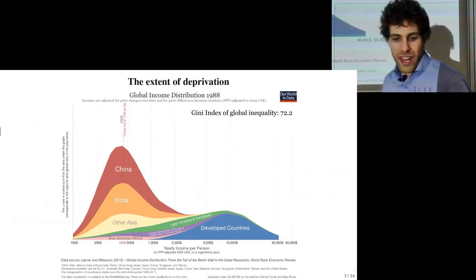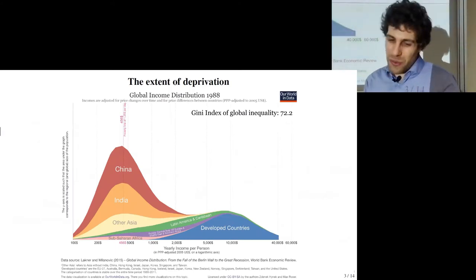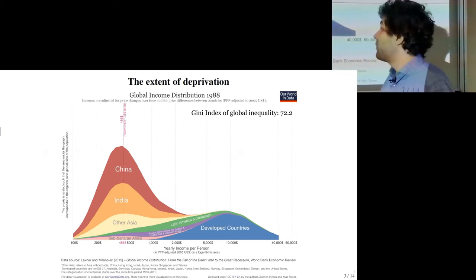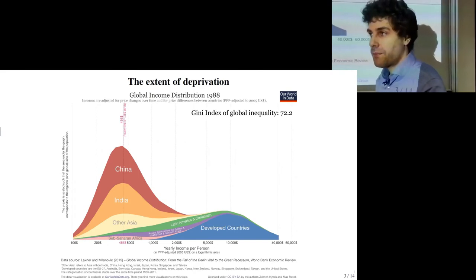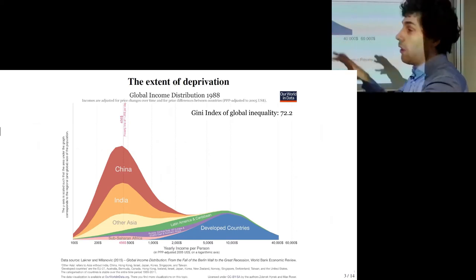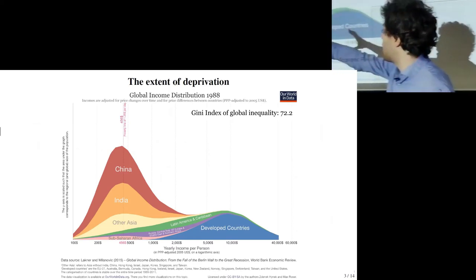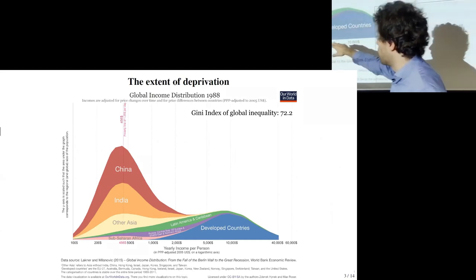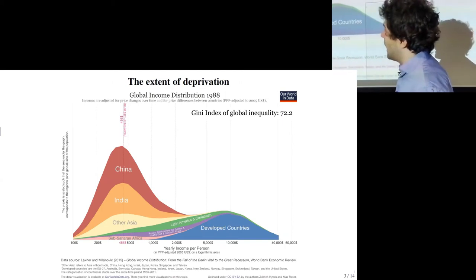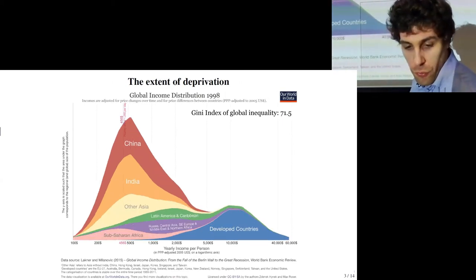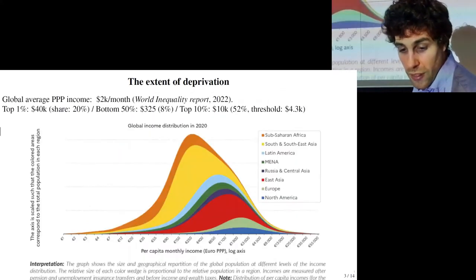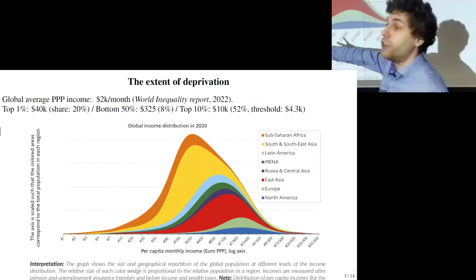Yes. Now, we've concentrated on extreme poverty. Let's look at the whole distribution of income. This is the global distribution of income in 1988. Before that, we don't have good data. And you see it's bimodal. You have low-income countries on one side, whose distribution of income almost doesn't overlap with that of high-income countries. And then as it evolves over time and China grows, it evolves towards a unimodal distribution.